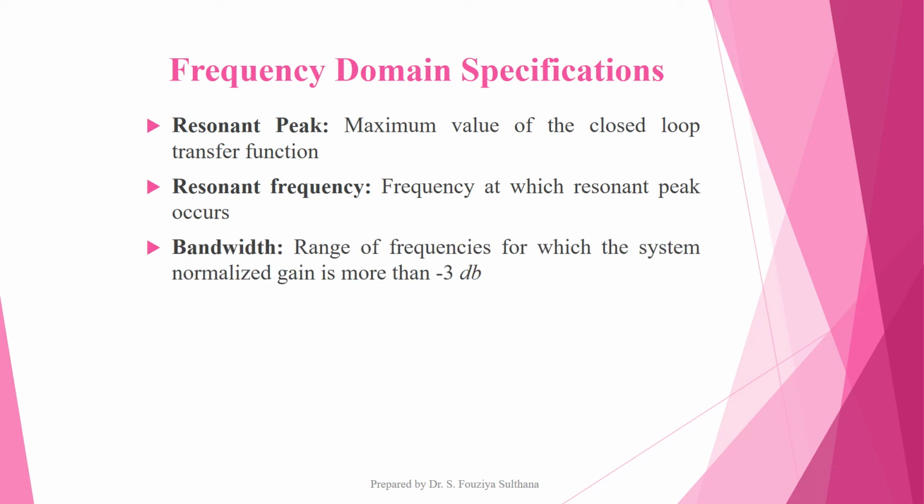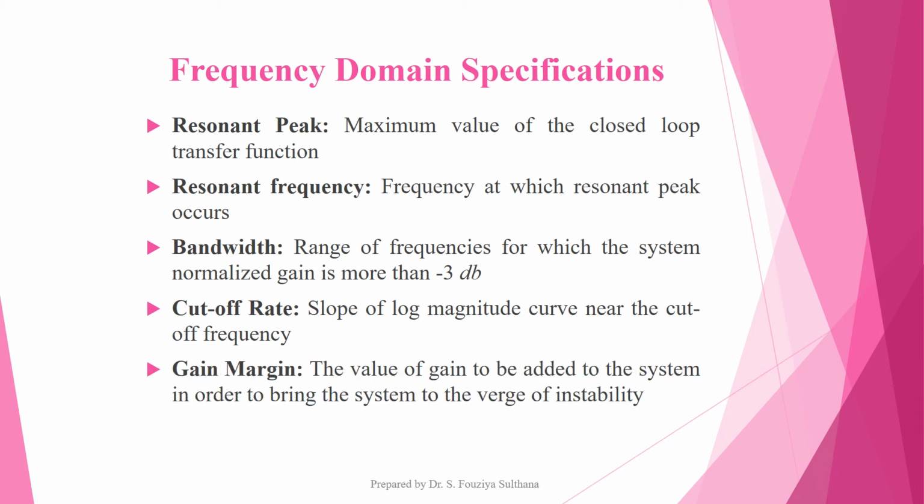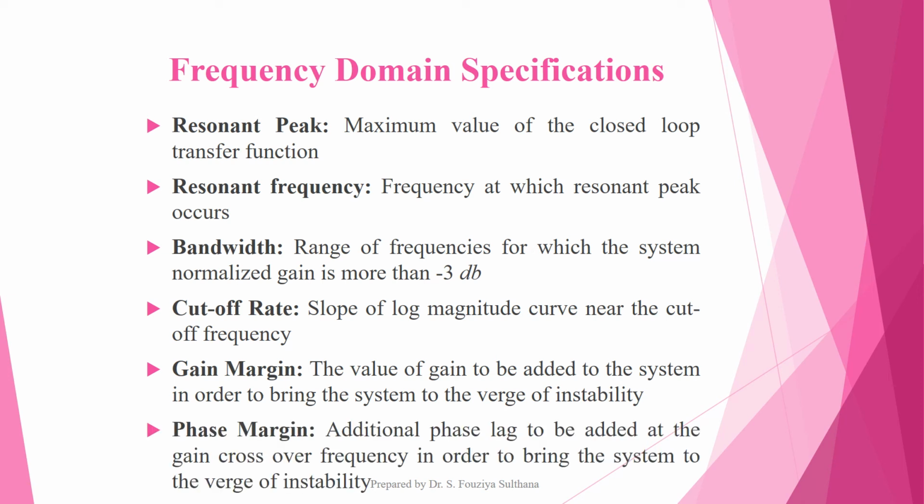The bandwidth is the range of frequencies for which the normalized gain of the system is more than -3 dB. The slope of the log magnitude curve near the cutoff frequency is called cutoff rate. The cutoff rate indicates the ability of the system to distinguish the signal from noise. The gain margin indicates the additional gain that can be provided to the system without affecting the stability of the system. Similarly, the phase margin indicates the additional phase that can be provided to the system without affecting the stability.